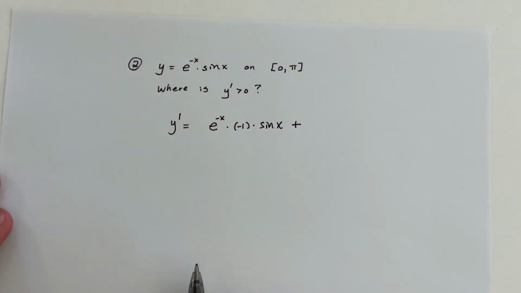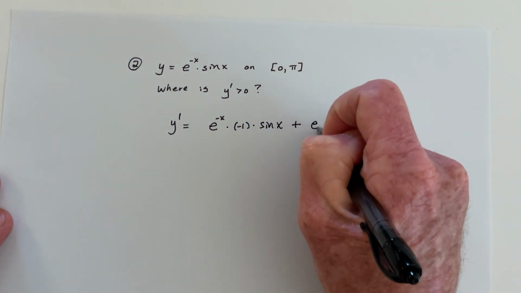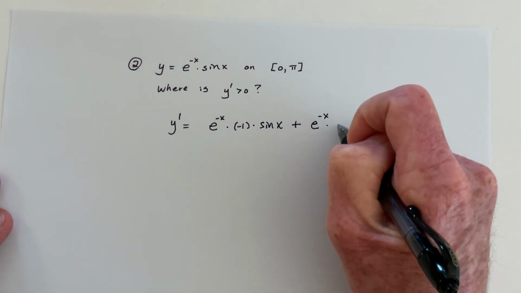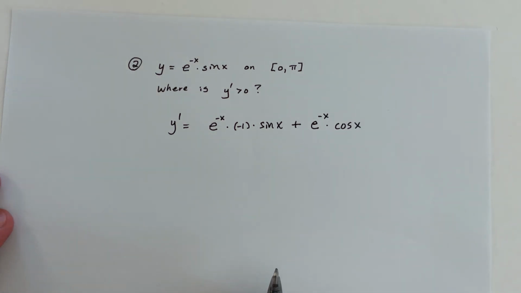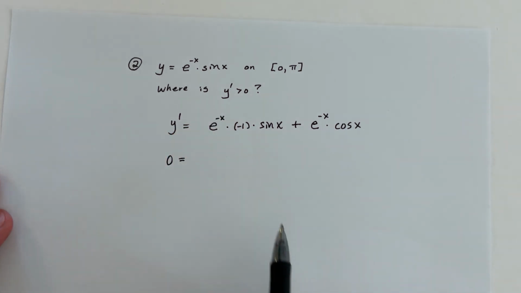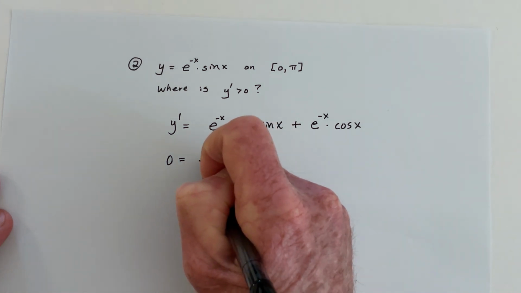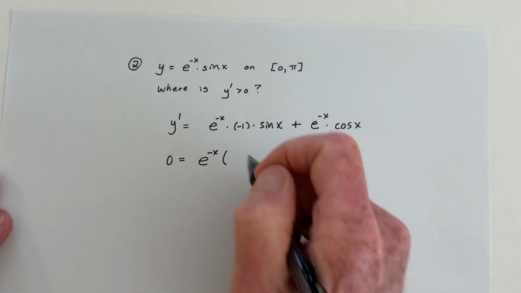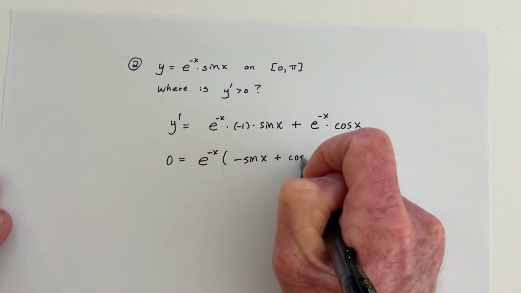So we're halfway done with the product rule. The other half says now leave the e function alone and take the derivative of sine, which is cosine. And then set it equal to 0. Notice that the e function shows up in both of these, so we could actually factor out the e function. This will leave behind negative sine, and then plus cosine.